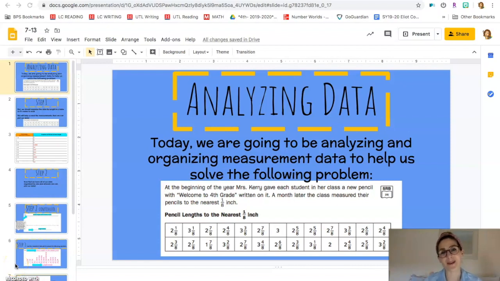Hi, fourth graders. Welcome to Math Workshop. Today we're going to be analyzing and organizing measurement data to help us solve the following problem.